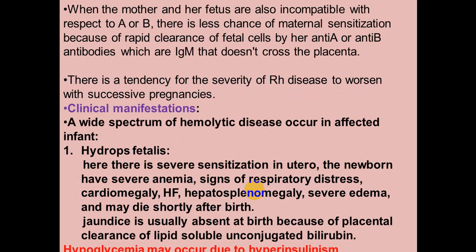When the mother and her baby are incompatible with respect to the A or B blood group, for example, if the mother is A negative and the baby is B positive, there is a lower chance of maternal sensitization because of the rapid clearance of the fetal cells by the mother's anti-A or anti-B antibodies, which are IgM that does not cross the placenta.